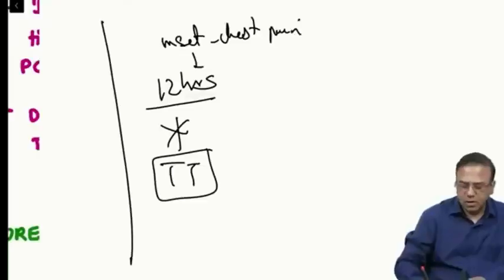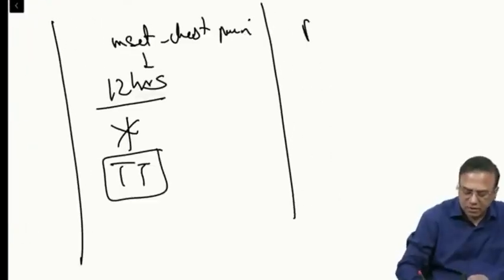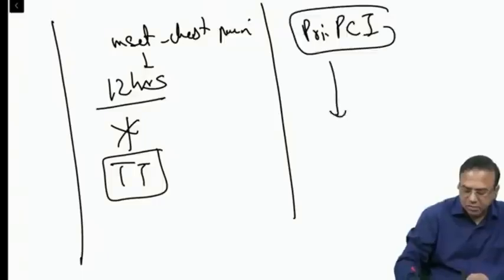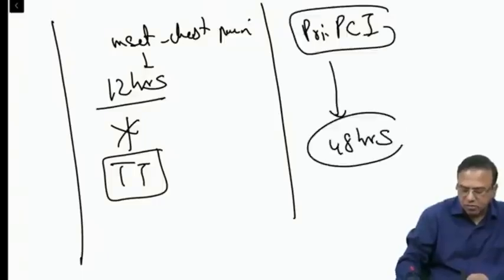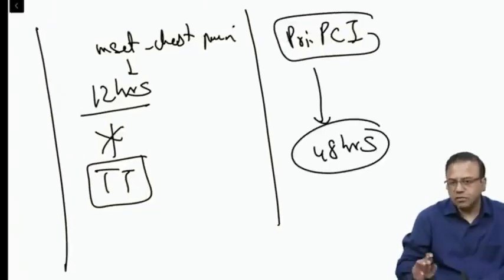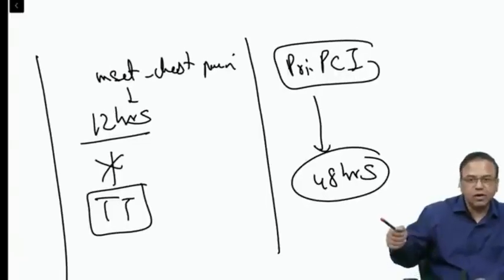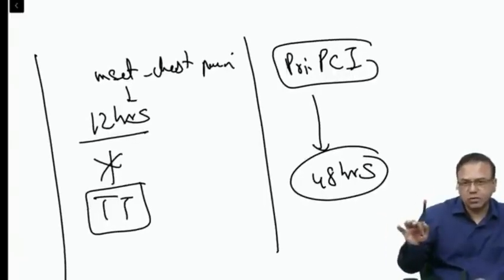Okay, remember this. Now, as far as primary PCI is concerned, the new guidelines recommend up to 48 hours. There's a benefit of doing primary PCI. Earlier we used to tell 24 hours, but now they have extended to 48 hours, and they're saying some benefit is there up to 48 hours also.